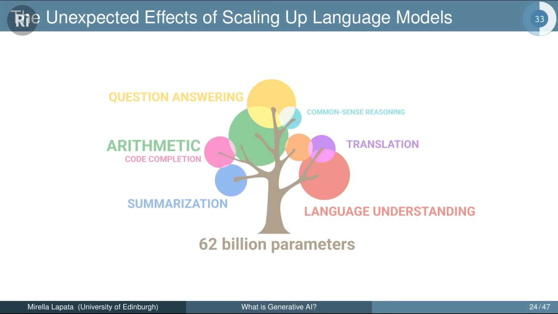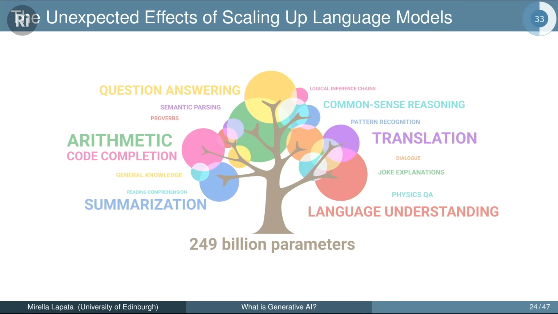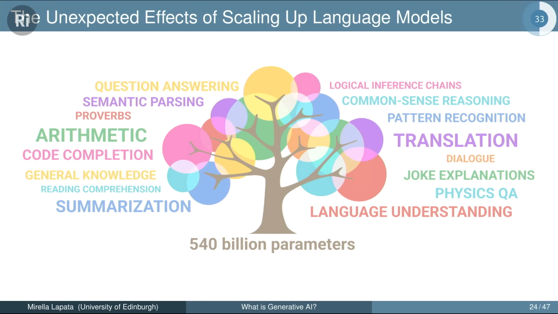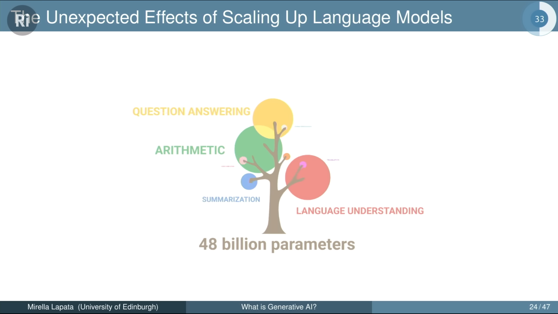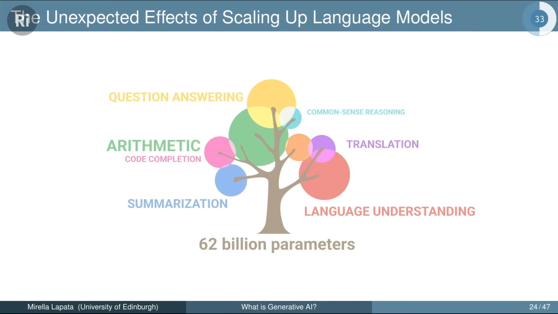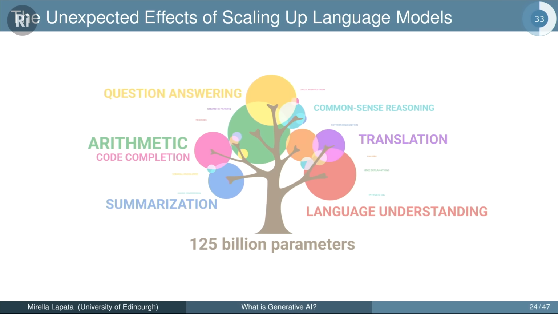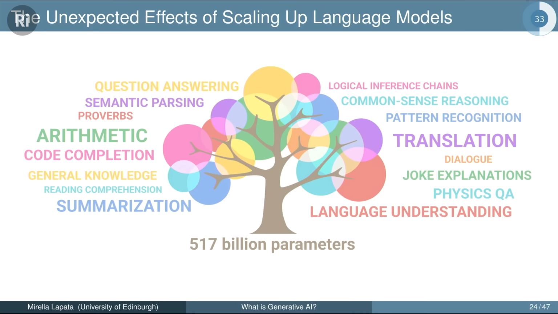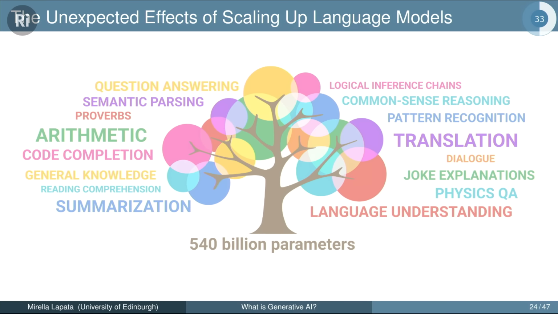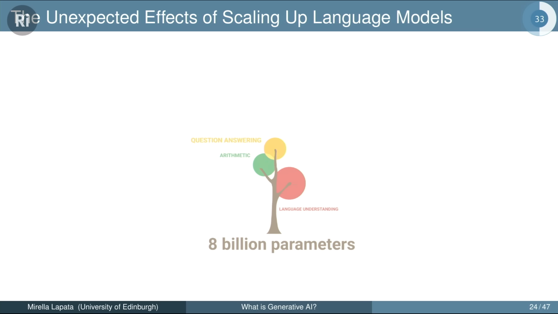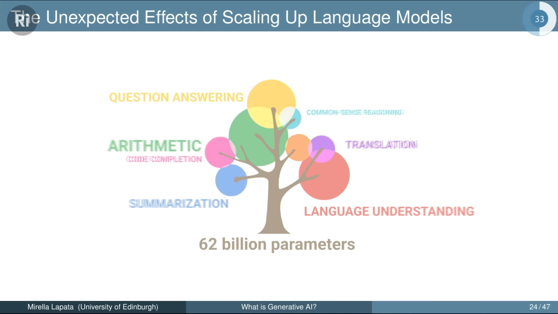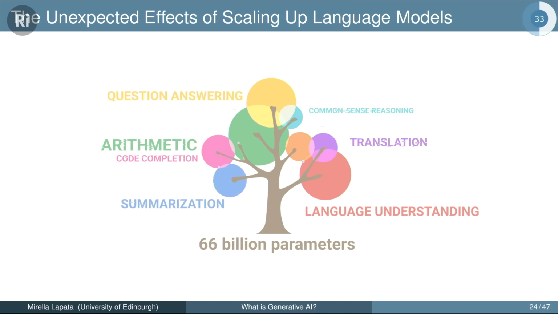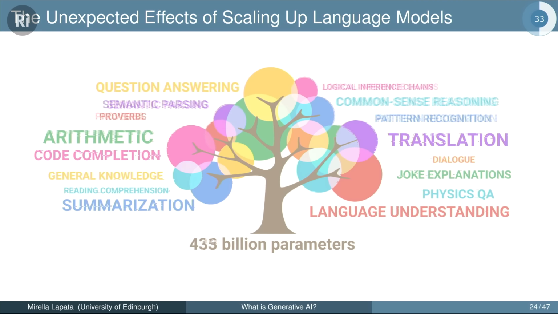And then the tasks increase: summarization, question answering, translation. And once we move to 540 billion parameters, we have more tasks. We start with very simple ones, like code completion, and then we can do reading comprehension and language understanding and translation. So you get the picture. The tree flourishes. So this is what people discovered with scaling: if you scale the language model, you can do more tasks.